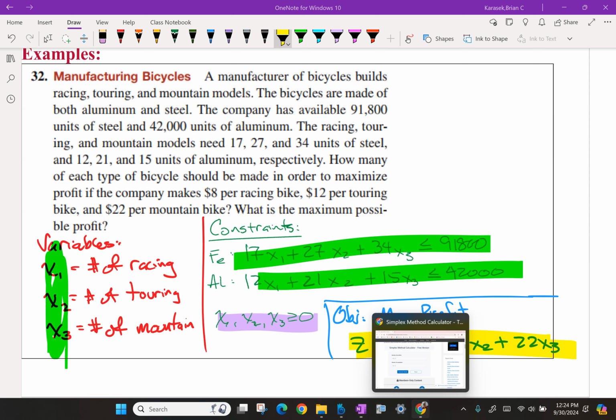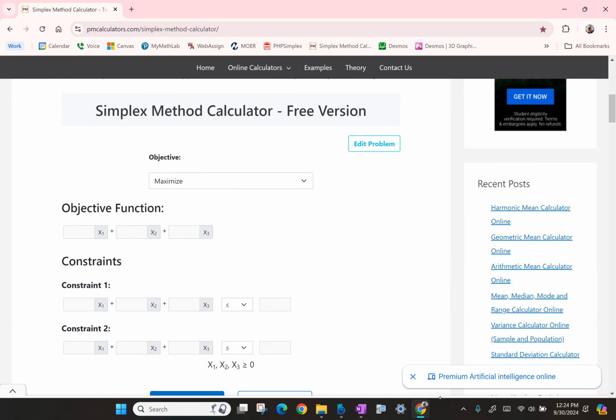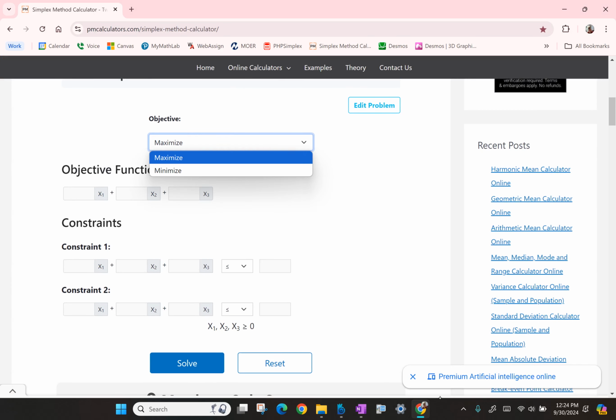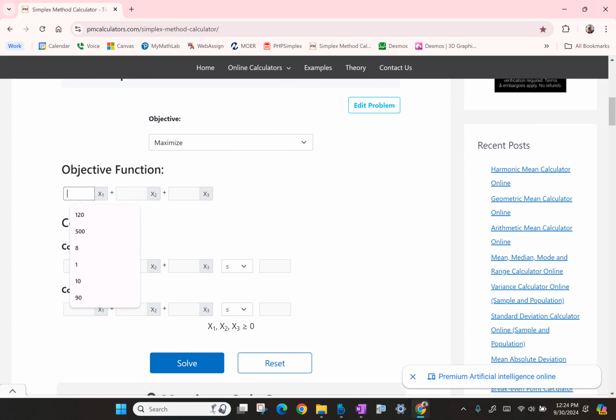So we'll go over to the website, and the first thing I'm going to do is tell it the number of variables. We have 3 variables in this system, and we have 2 constraints that are not non-negative conditions, so 2 constraints. Then I'll click Generate Model, and it's going to bring me to here. Now, in the drop-down menu here, I can either do a maximization or a minimization problem.